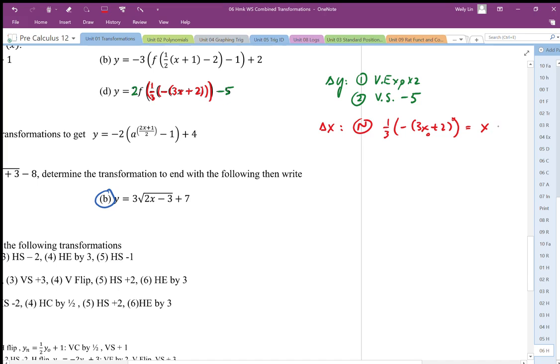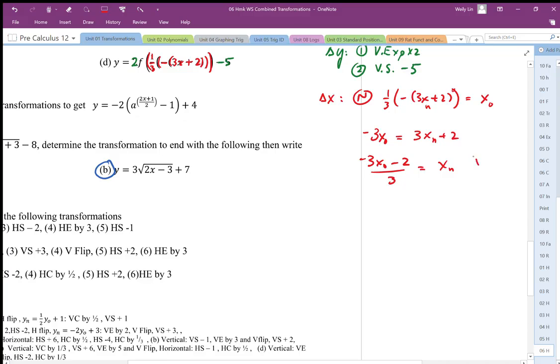so that I can solve for the other x. So undoing this, I end up with times 3, and really this negative is going to be on that 3. So I'm going to do this in steps. So I end up with 3x plus 2. Solving this, negative 3x minus 2, and then divide that all by 3, and I end up with that transformation. Okay, so this represents my description.